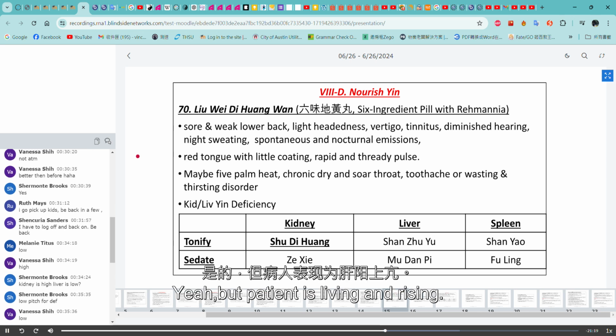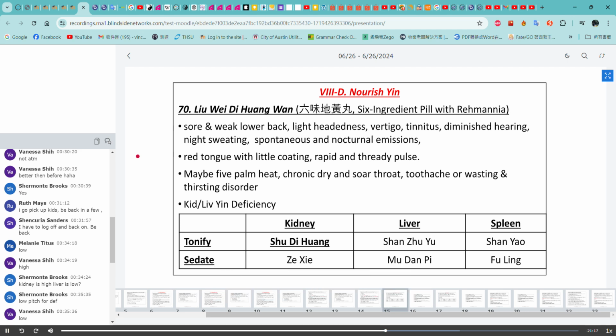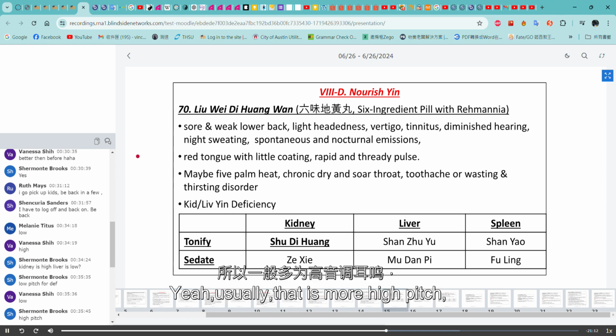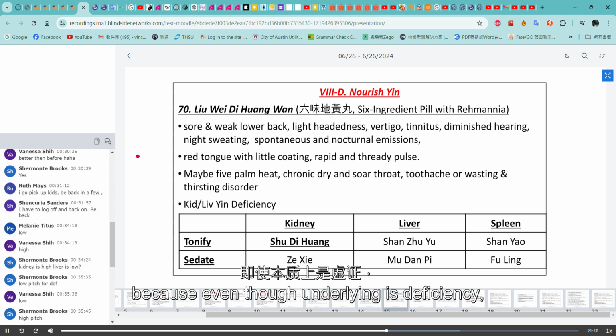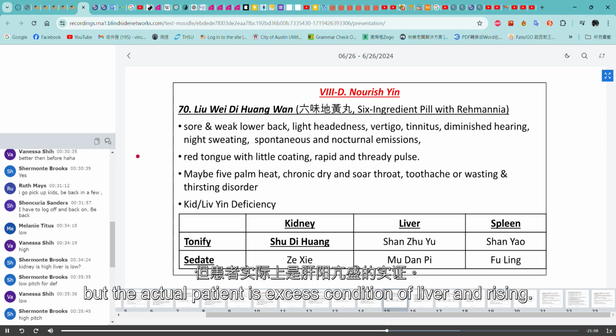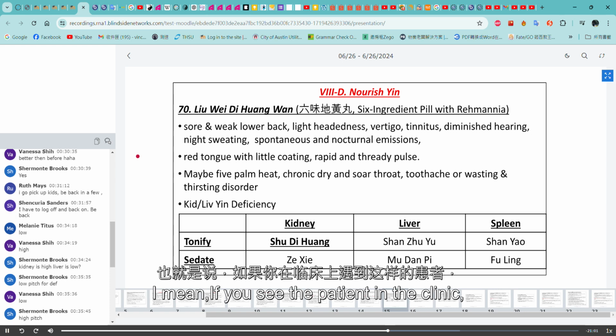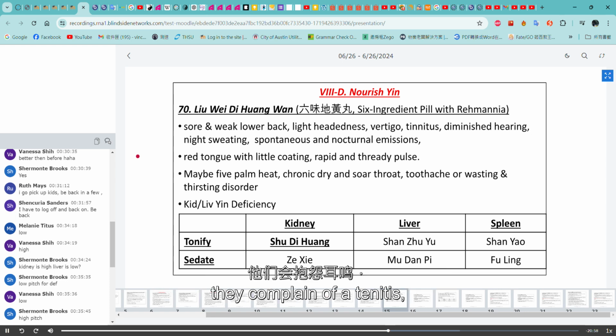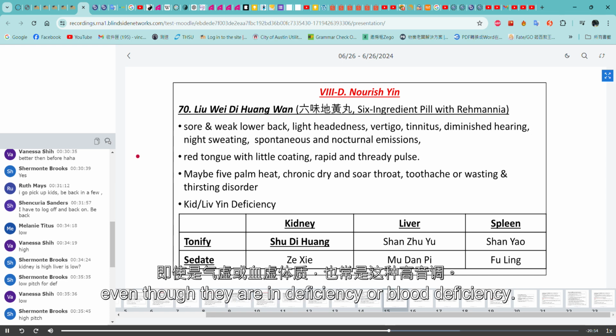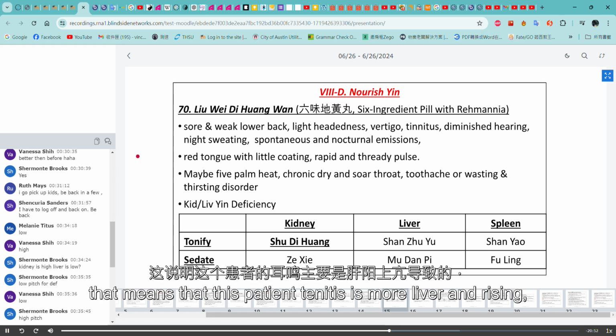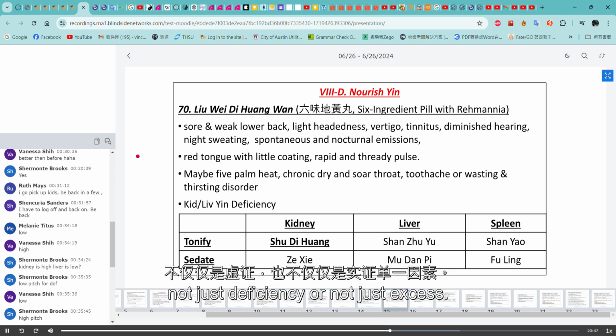Yeah, but the patient has liver yang rising. Usually that is more high pitch, because even though the underlying condition is deficiency, the actual patient presentation is an excess condition of liver yang rising. So usually it is more high pitch. If you see patients in the clinic who complain about tinnitus, it is usually high pitch, even though they are in yin deficiency or blood deficiency. That means this patient's tinnitus is more liver yang rising, not just deficiency or just excess.